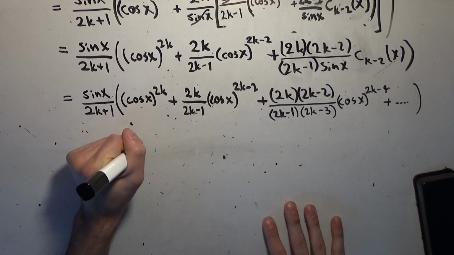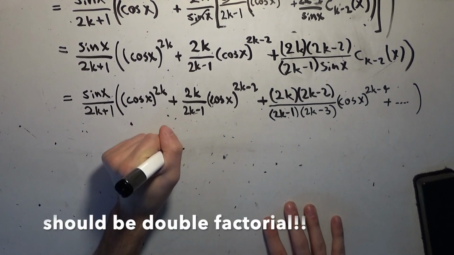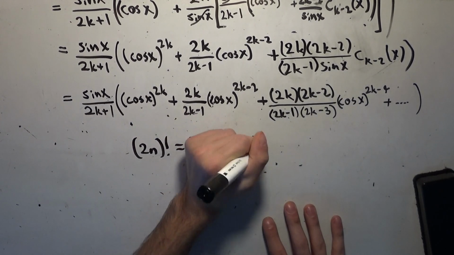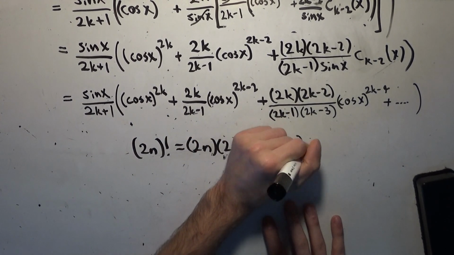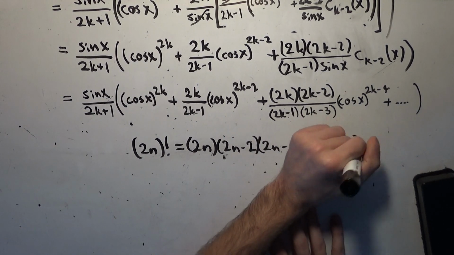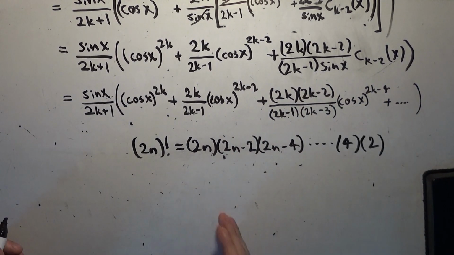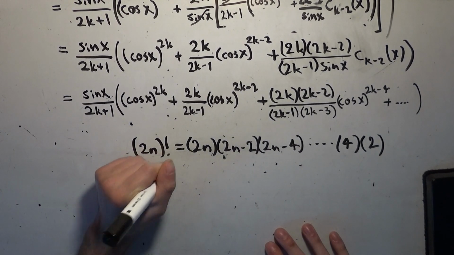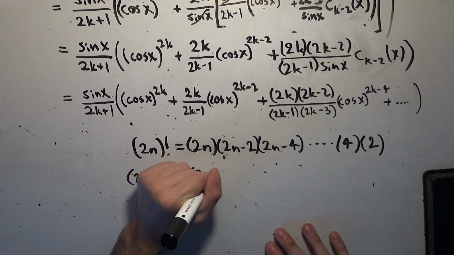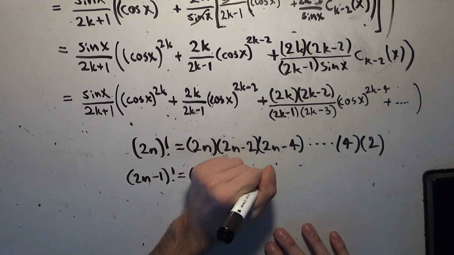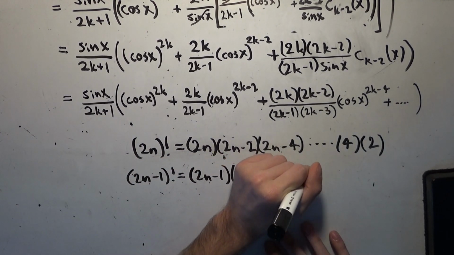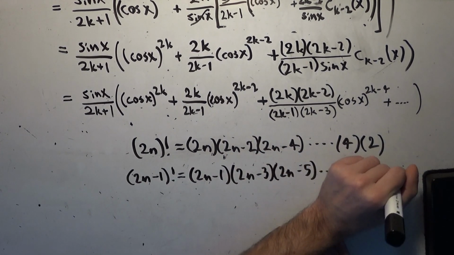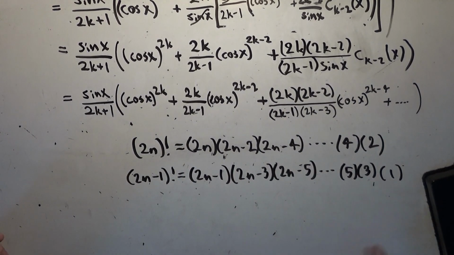So if we say 2n factorial, this is 2n times 2n minus 2 times 2n minus 4 times dot dot dot all the way down to 4 times 2, right? So it's the product of all the even numbers from 2n down to 2, and if we did 2n minus 1 factorial, we would get 2n minus 1 times 2n minus 3 times 2n minus 5 times ... times 5 times 3 times 1, right? And we go all the way down through the odd numbers.